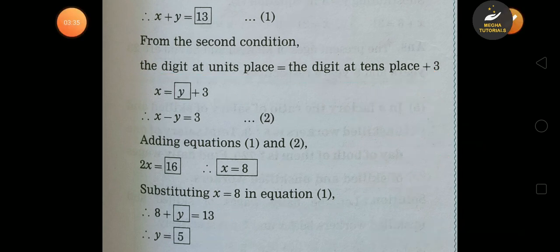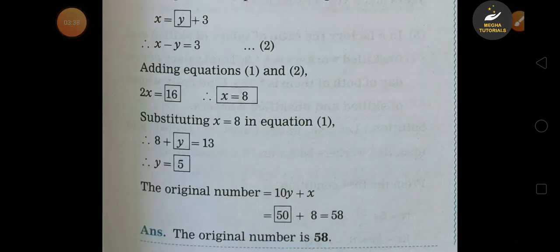Therefore you can say that the original number is equal to 10y plus x, that is 10 into 5 plus x, that is 10 into 5, 50. So 50 plus 8 is equal to 58. Therefore original number is 58.